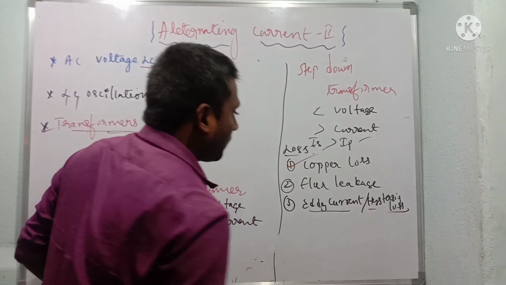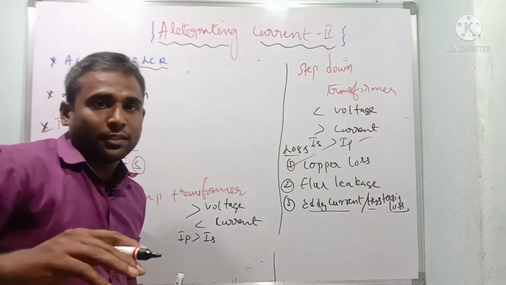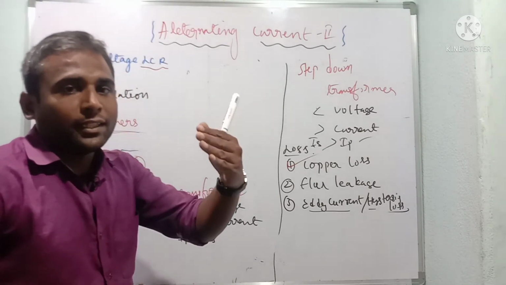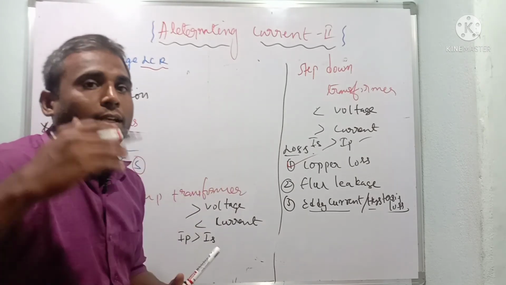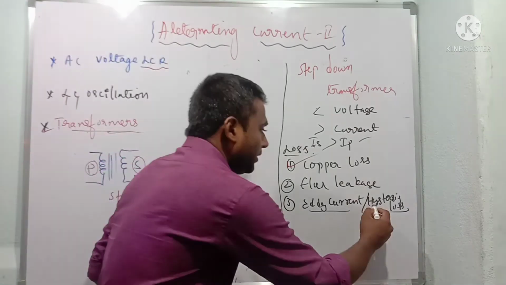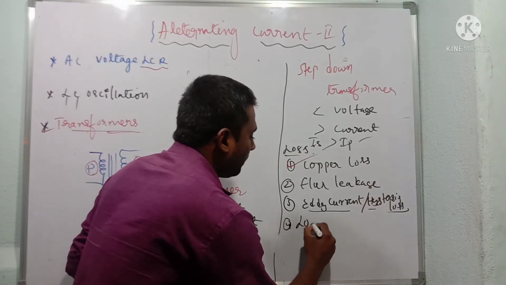Again, hysteresis. The core is repeatedly magnetized and demagnetized, and this cycle takes place often. So with magnetization and demagnetization, there is a loss in the form of heat and energy. That is hysteresis loss. The last one is loss due to vibrations.